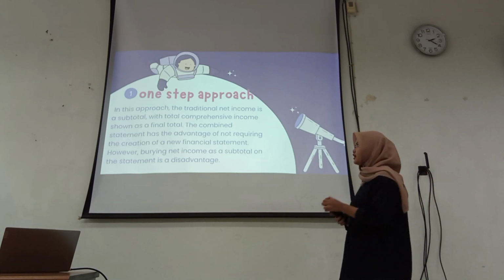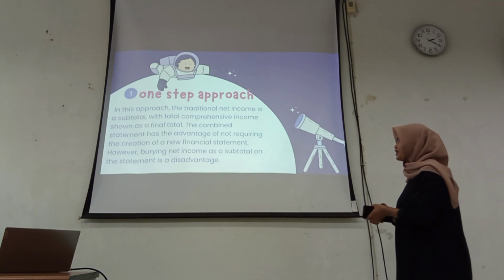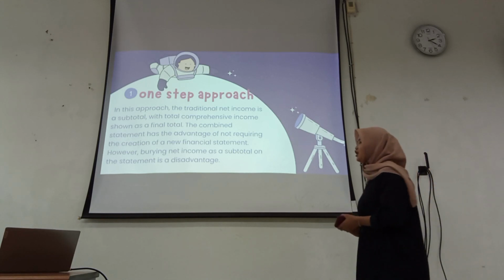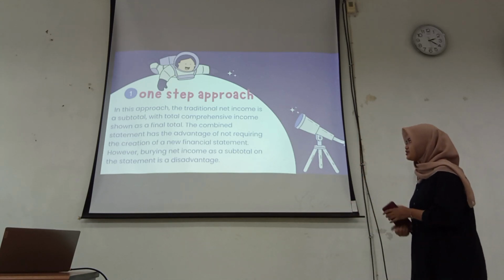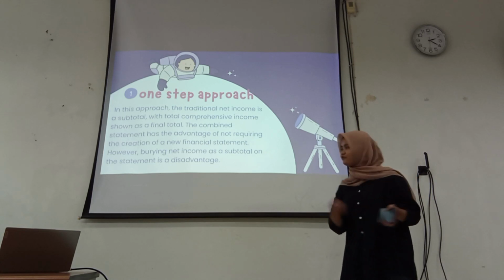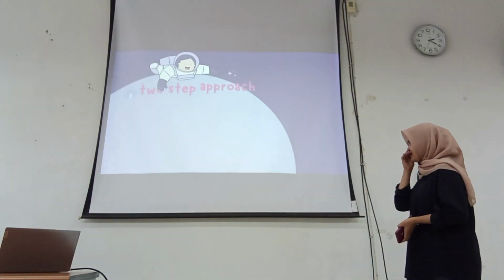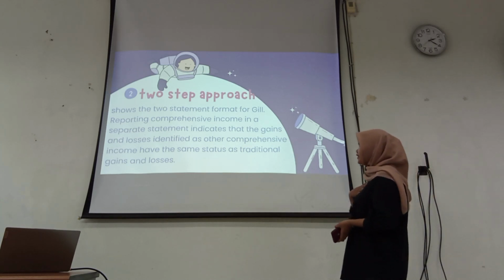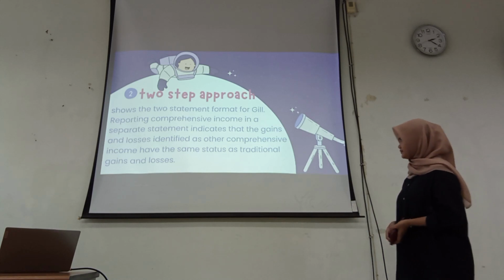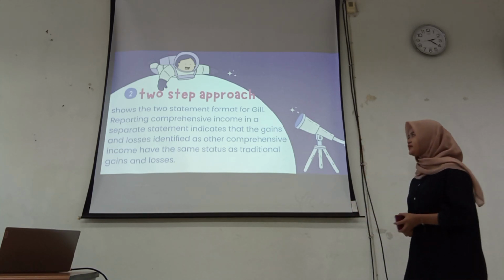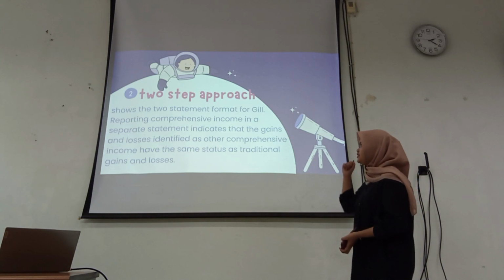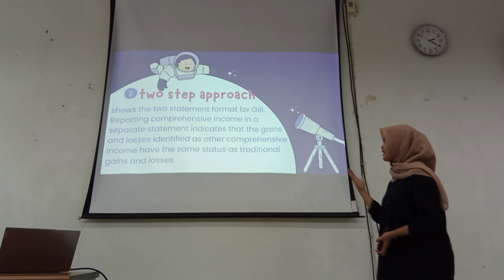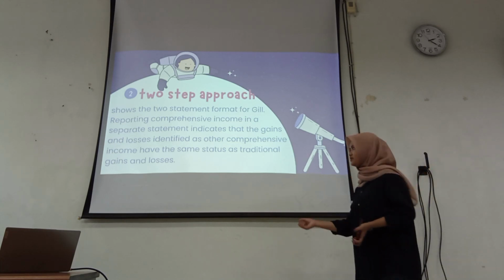shown as a final total. The combined statement has the advantage of not requiring the creation of a new financial statement. However, reporting net income as a subtotal on the statement is a disadvantage. And the two-step approach shows the statement format here. Reporting comprehensive income in a separate statement indicates that the gains and losses identified as other comprehensive income have the same status as traditional gains and losses.